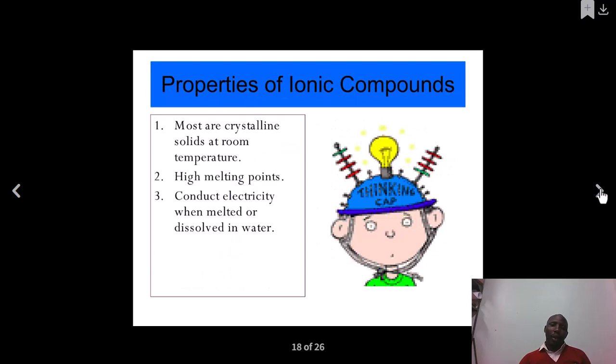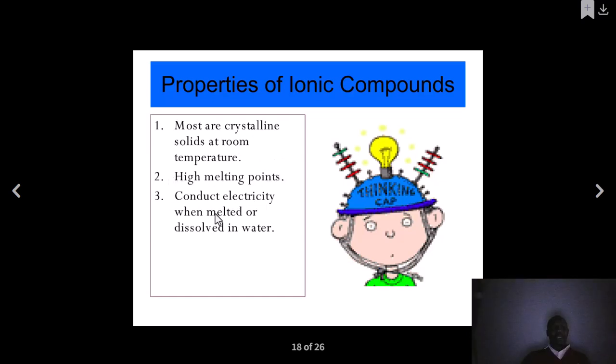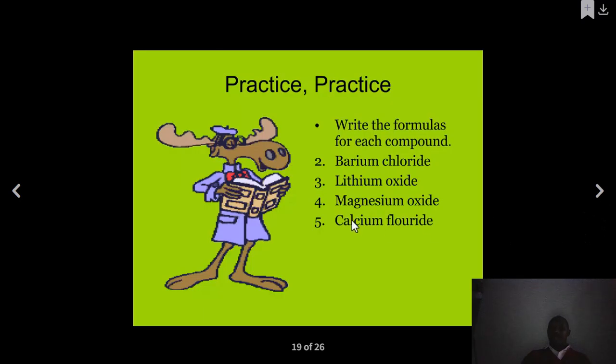Then what are the properties of ionic bonding, which result from the connection between the two atoms? They are crystalline and solid at room temperature, they have high boiling and melting points, and they conduct electricity when they are in a molten state or when they are dissolved in water, meaning when they are in solution.